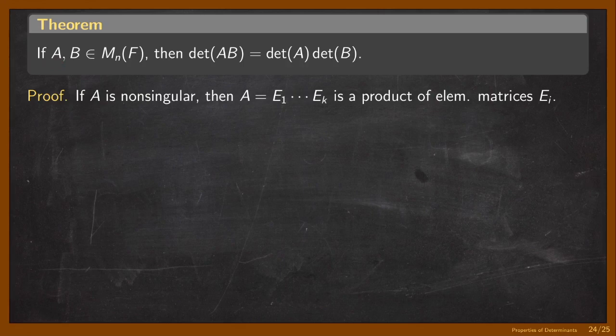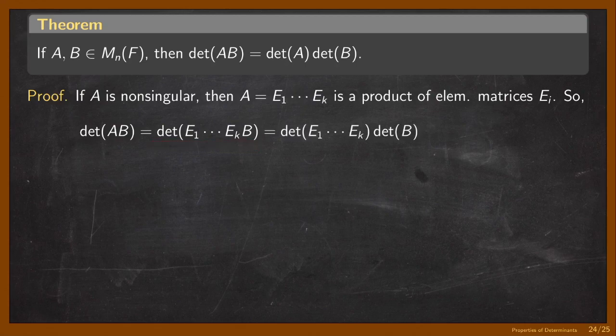If A is non-singular, then again, A is a product of elementary matrices E1 up to Ek. So I can write AB as follows, right? But the determinant of this, by the previous corollary, is equal to this determinant, okay? But this product is just A. So that's the determinant of A times the determinant of B.